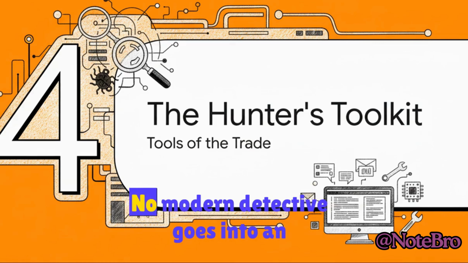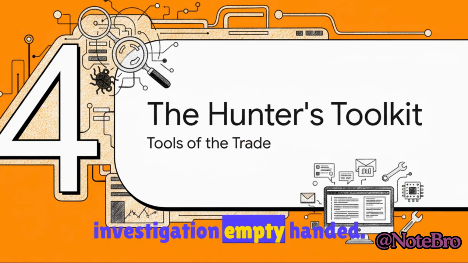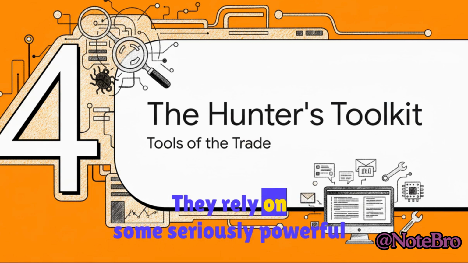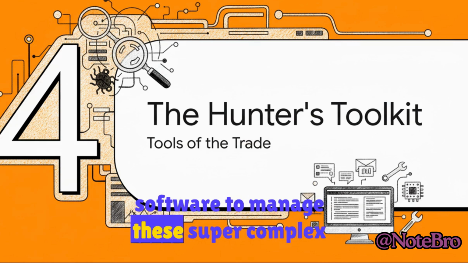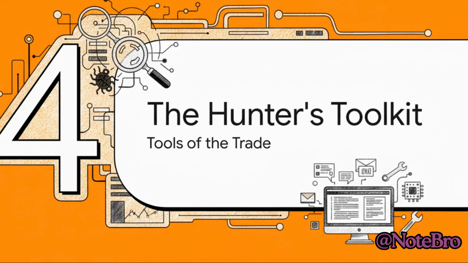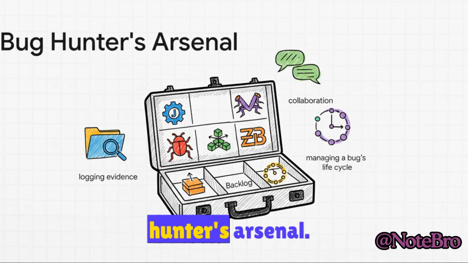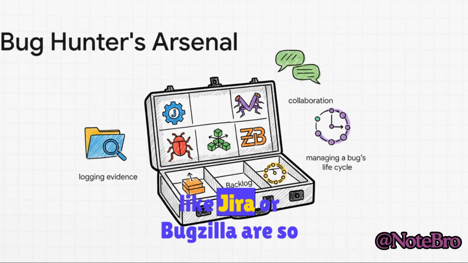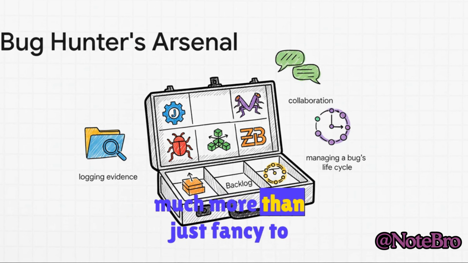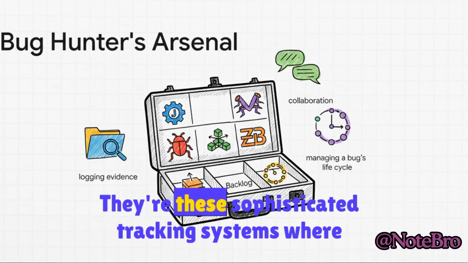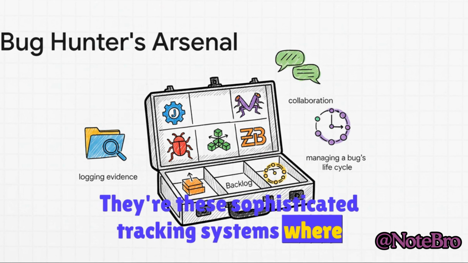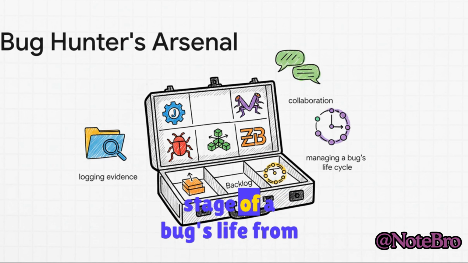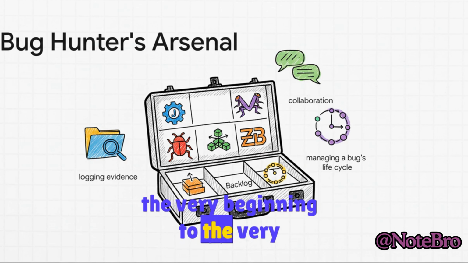Of course, right? No modern detective goes into an investigation empty-handed. They've got their toolkit. And bug hunters? They're no different. They rely on some seriously powerful software to manage these super complex investigations. And this is the bug hunter's arsenal. You're looking at the command center. And let me tell you, tools like Jira or Bugzilla are so much more than just fancy to-do lists. They're sophisticated tracking systems where teams can log evidence, work together on fixes, and manage every single stage of a bug's life from the very beginning to the very end.